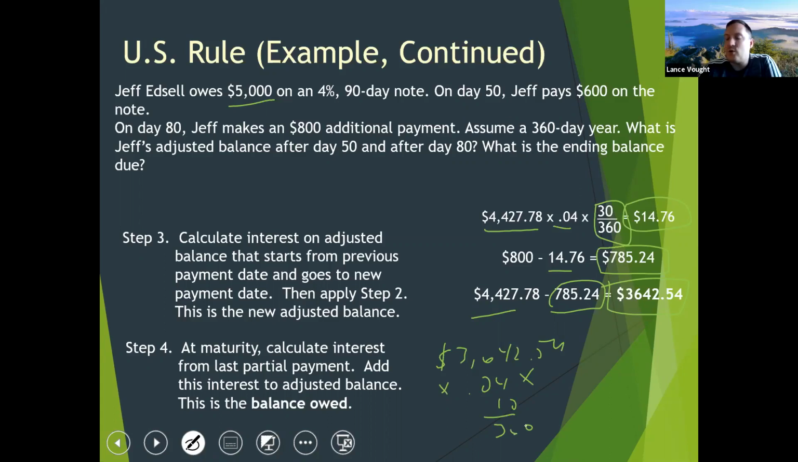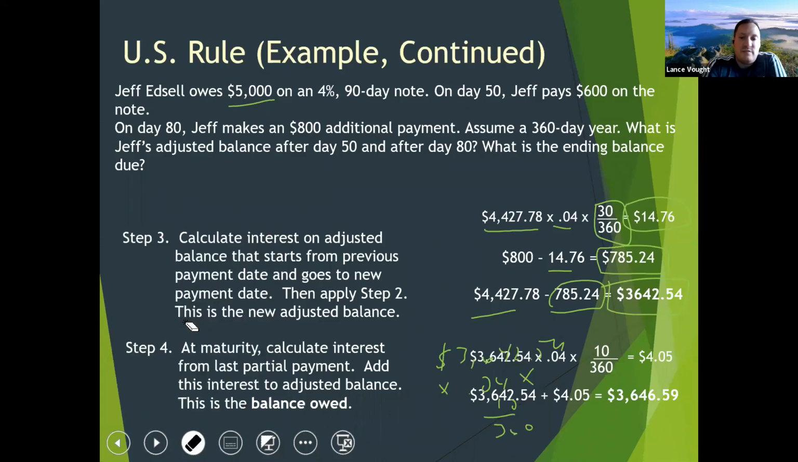And I'm getting about $4.05. It was 4.047, so I'll round it up to 4.05. So that means that's the final interest payment that is owed, and then the principal that's due, add it together. This is how much that Jeff Edsel will have to pay on the final day.